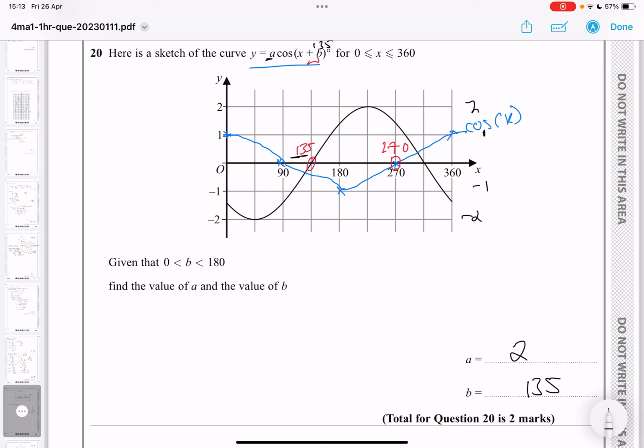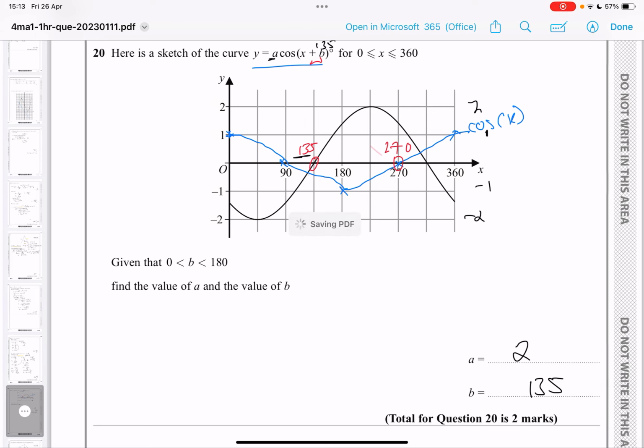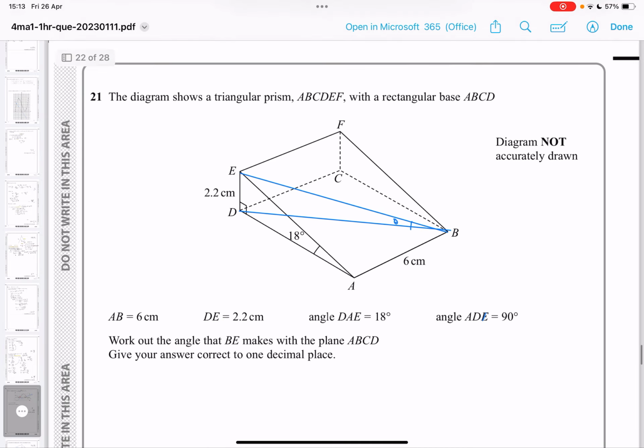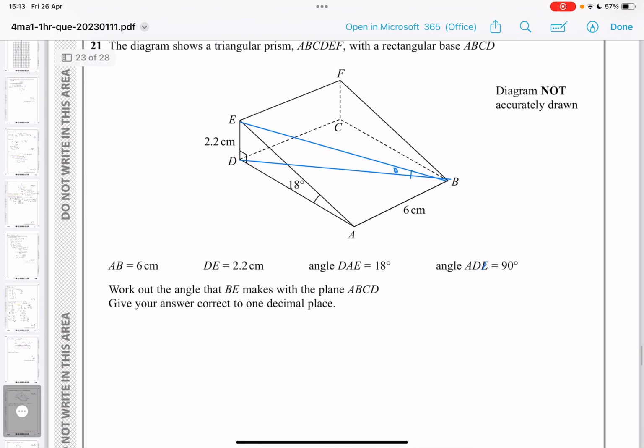Next question. The diagram shows a triangular prism, ABCDEF, with a rectangular base, ABCD. They've given you some values. Work out the angle that BE makes with the plane ABCD. Give your answer correct to 1 decimal place. Okay.